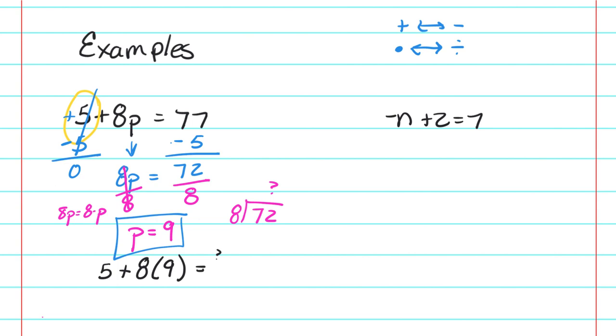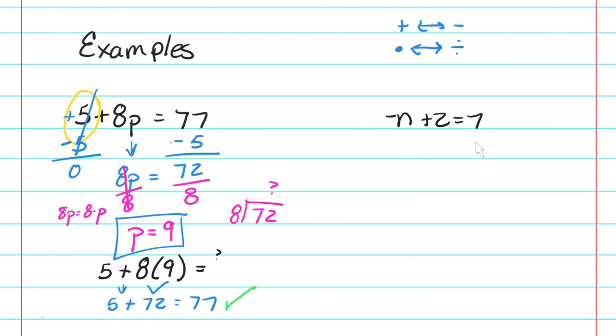So 8 times 9 gives me 72. Bring this stuff down. 5 plus 72 equals 77. That is exactly what I had up top, so that check is correct.